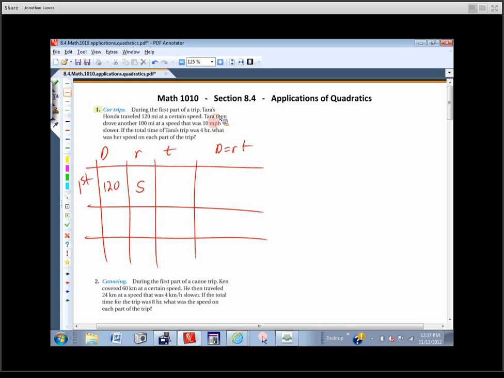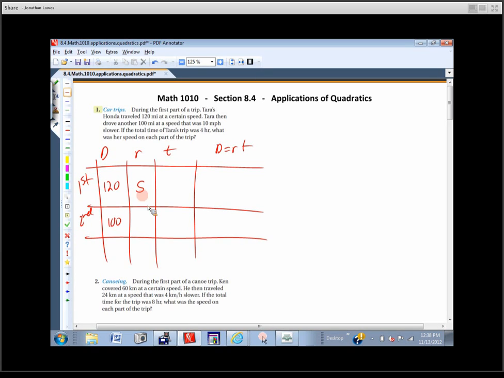Tara then drove another 100 miles. So we're now on the second part of the trip. She drove 100 miles at a speed that was 10 miles per hour slower. Well, we didn't know what the first speed was, so we used S to represent it. We do know something about this speed: it was slower. How much slower?